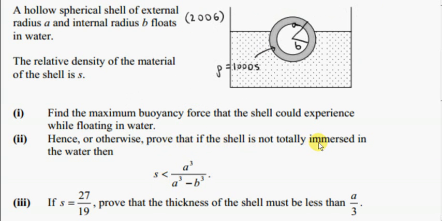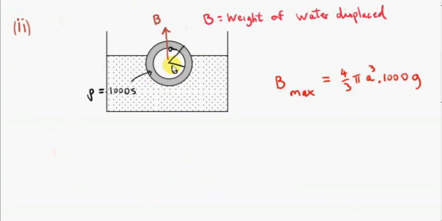Prove that if the shell is not totally immersed in the water, then the relative density of the shell S is less than A cubed over A cubed minus B cubed. Okay, so here's the situation. The sphere is not totally immersed. It's floating here, it's in equilibrium, so the buoyancy of it is equal to the weight. That's just a condition for equilibrium. The acceleration of the sphere is 0.